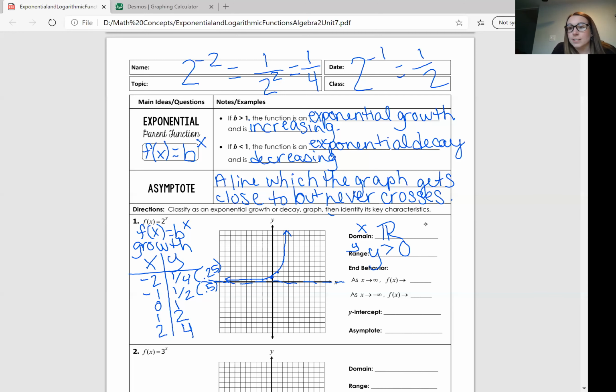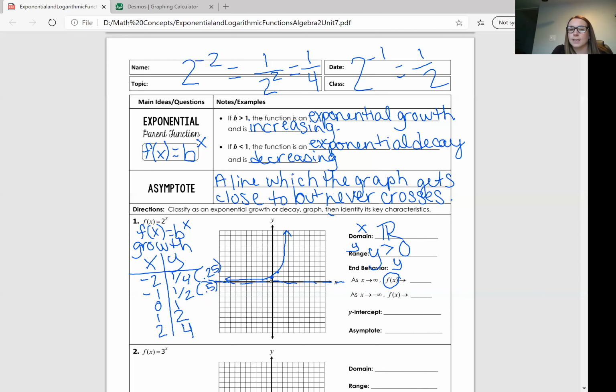End behavior confuses a lot of people. I'm going to try my best to explain it as best I can. If I have to explain it a different way, just let me know and I'll try and explain it a different way. So this is as x approaches infinity. Okay, so that means as x, these are our x values, keeps going this way, right? They're positive, it's positive infinity. This is really your y value. So if you don't know f of x, that's y.